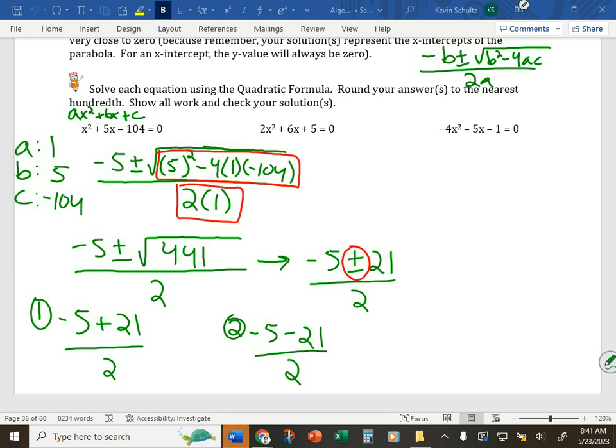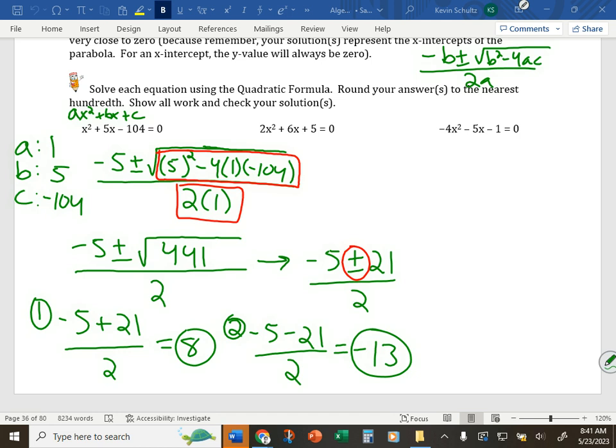And what is negative 5 plus 21? 16, divided by 2, 8. What is negative 5 minus 21? Divided by 2, negative 13. So the x-intercepts of this parabola are 8 and negative 13.